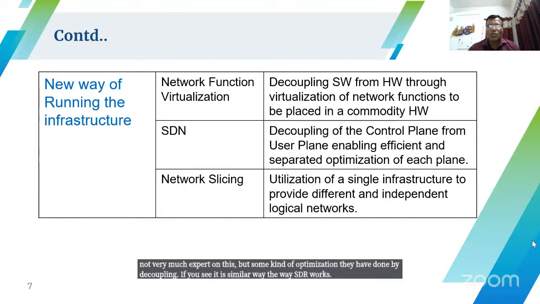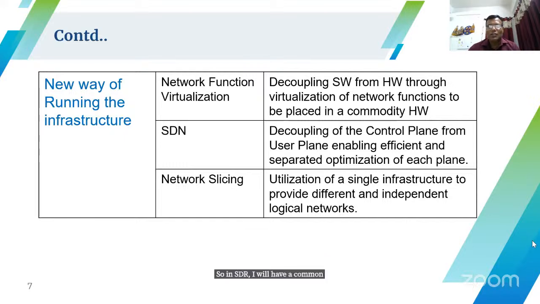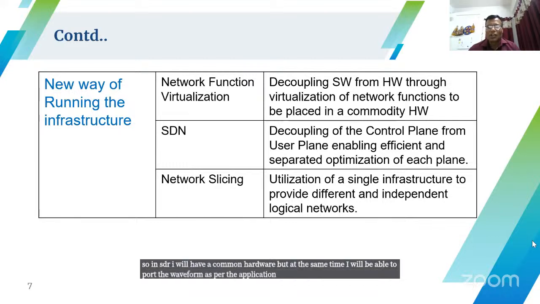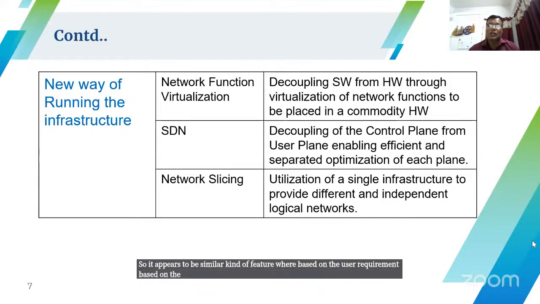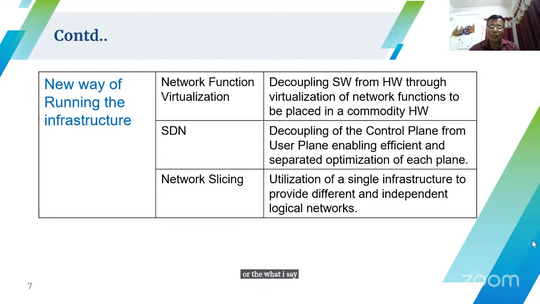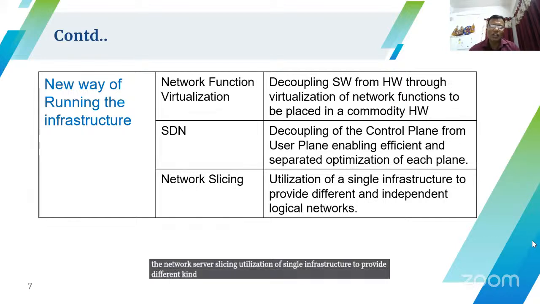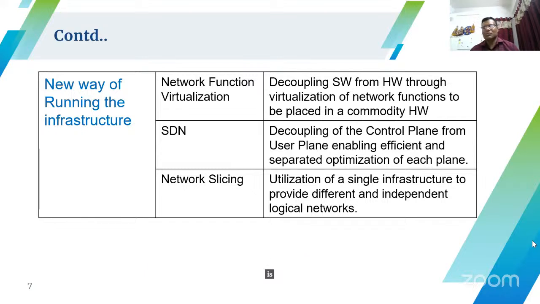In SDR, I will have common hardware, but at the same time I will be able to port the waveform as per the application required. So it appears to be a similar kind of feature, where based on the user requirement, based on the user application, the user plane can be configured, and that will allow a better service quality. Then network slicing, utilization of a single infrastructure to provide different kinds of independent logical networks, is one of the important features being utilized in 5G to provide better services.